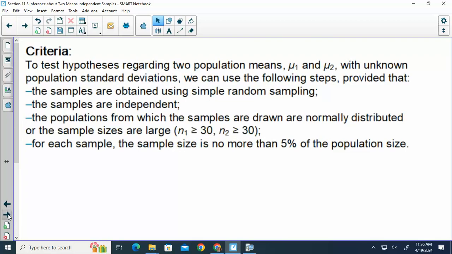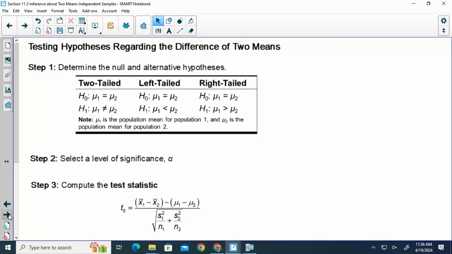So our criteria, we have to know the means of the original populations, so we can do it. Has to be simple random sampling, independent, both populations have to be normally distributed, or both samples have to be bigger than 30, and can't exceed 5% of the total population. So all the same stuff, except now it's either they're both normal or they're both bigger than 30, because we have two different sets.